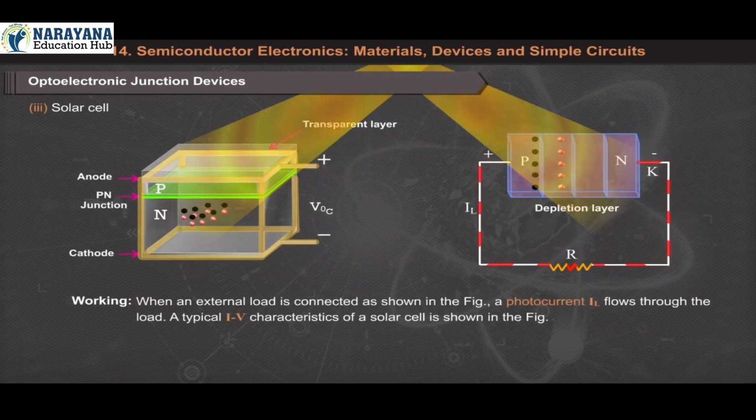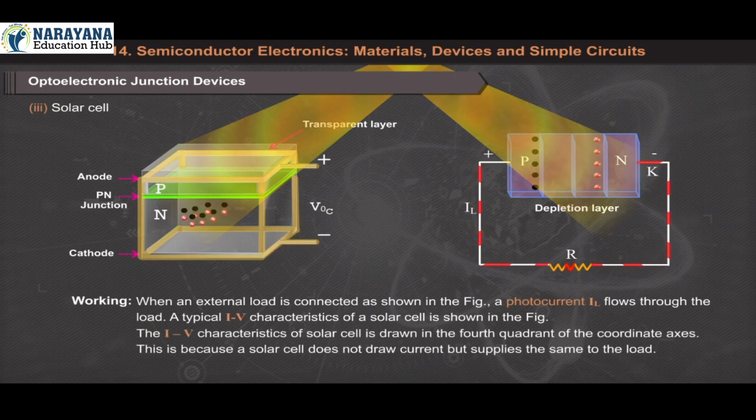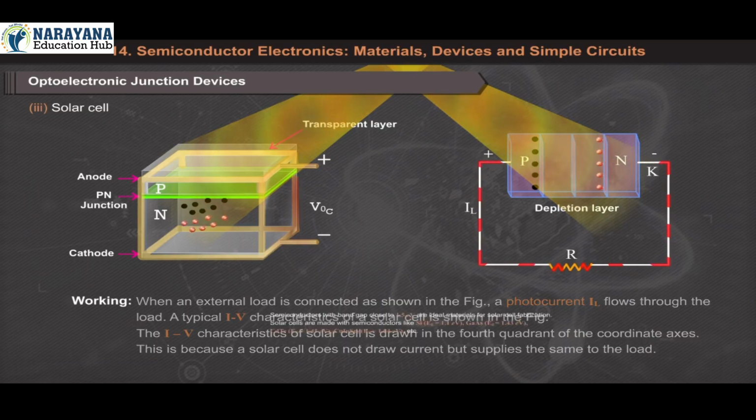When an external load is connected as shown in the figure, a photocurrent IL flows through the load. A typical IV characteristics of a solar cell is shown in the figure. The IV characteristics of solar cell is drawn in the fourth quadrant of the coordinate axis. This is because a solar cell does not draw current but supplies the same to the load.